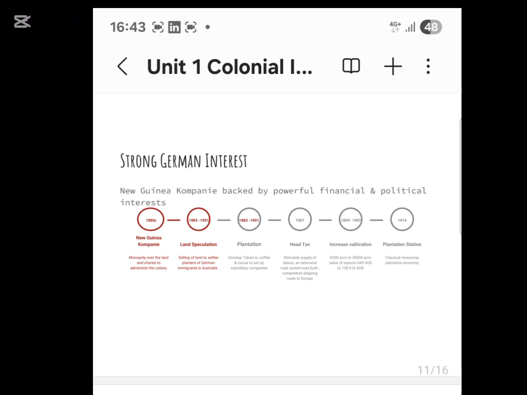So there is an actual development of, let's say, plantation crops like tobacco, coffee, cocoa, okay? And also brings with it other subsidiary companies of German, okay? Or German companies. By 1907, you have the introduction of the head tax. Again here, like the native ordinance tax in Papua territory, German also wanted to have a head tax.